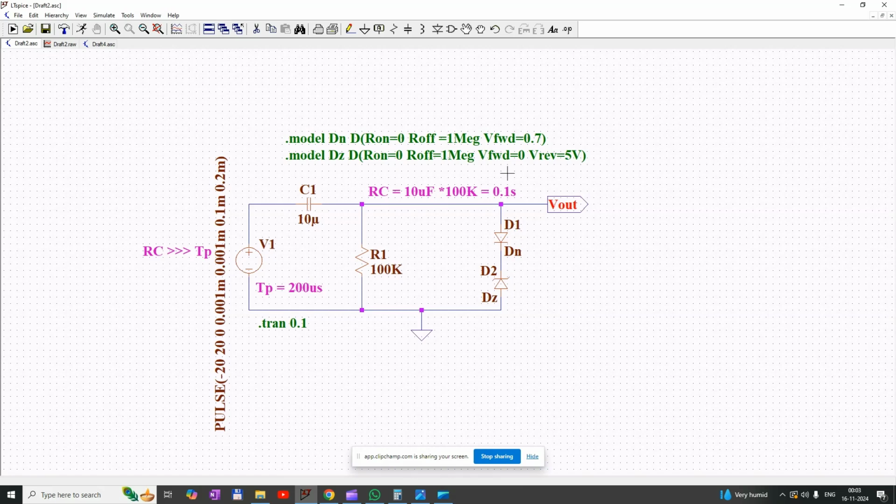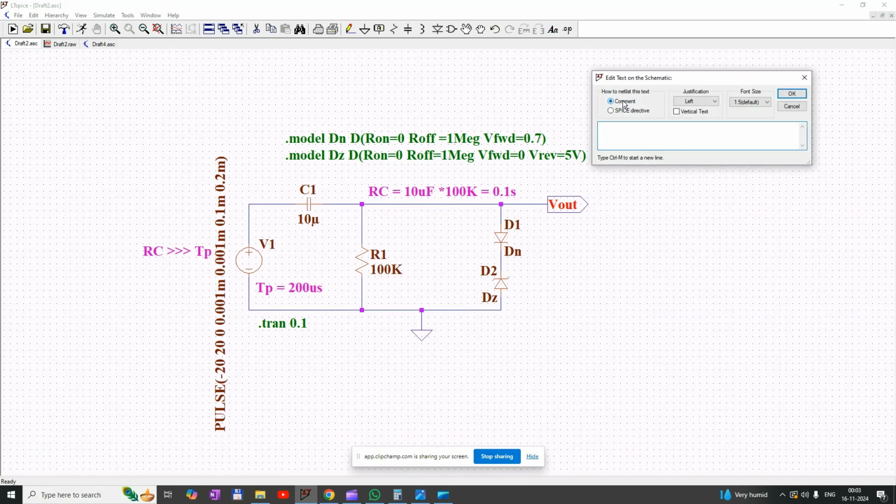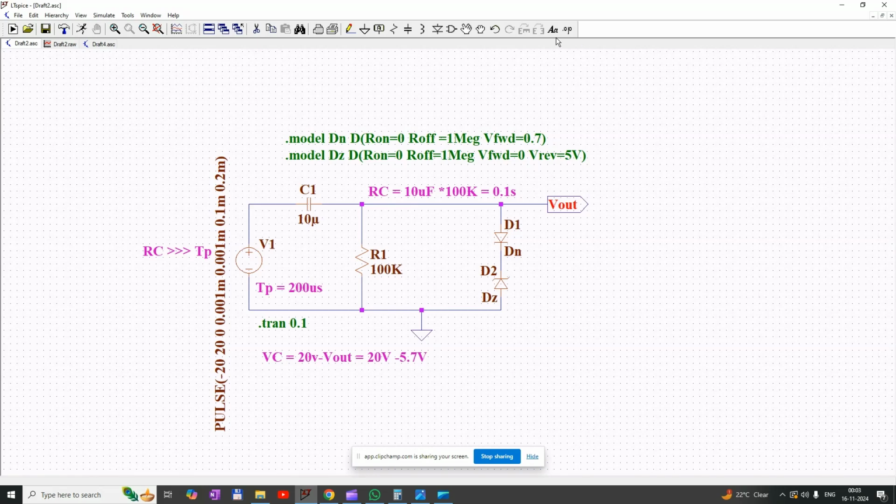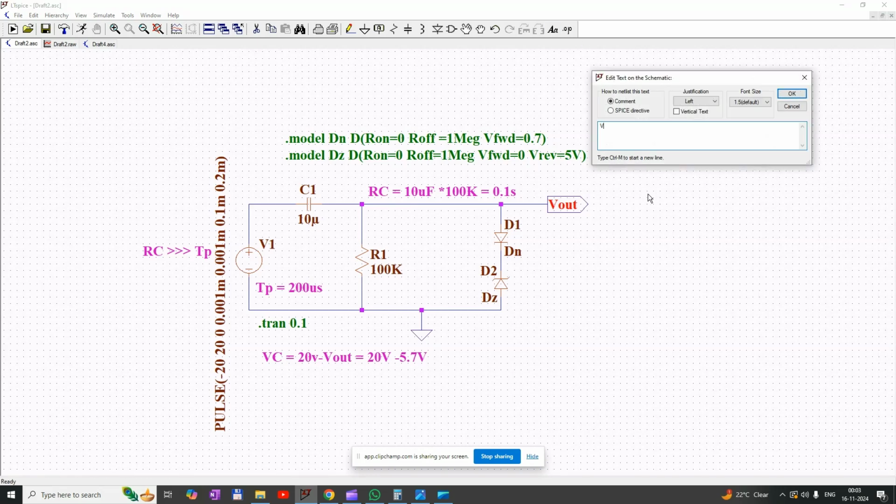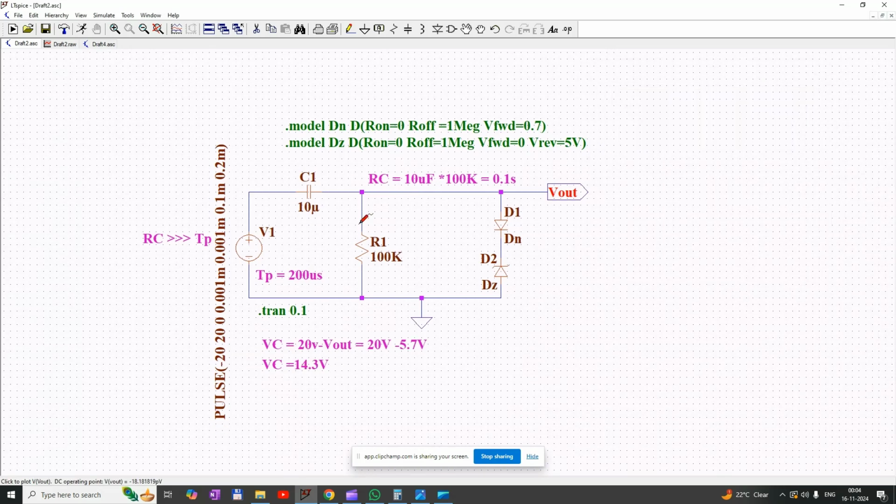So the voltage drop across C1 will be Vc equal to 20 volt minus V out, which is equal to 20 volt minus 5.7 volt, and which is equal to Vc equal to 14.3 volt. So during the positive half cycle, the capacitor charges up to 14.3 volt, and similarly the voltage V out will be 5.7 volt.